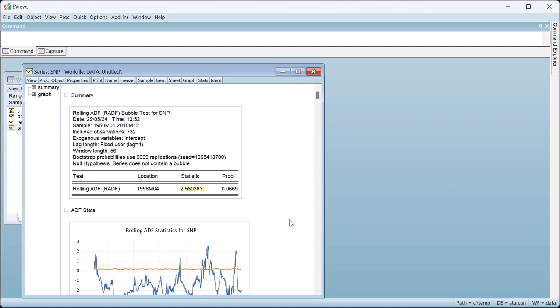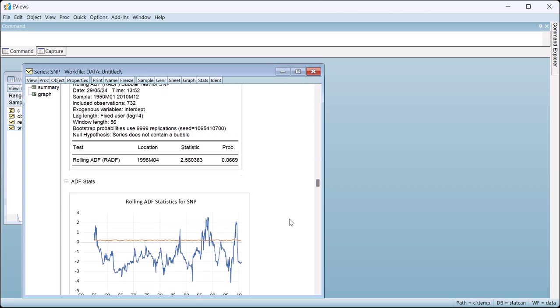The results show the rolling ADF test statistic for the null hypothesis that there is no bubble in the data. The bootstrapped p-value in our case is a little indeterministic. It fails to reject at a 5% significance level, but does reject at a 10%. The test identifies April 1998 as the most likely date for a bubble to exist, if one does exist.